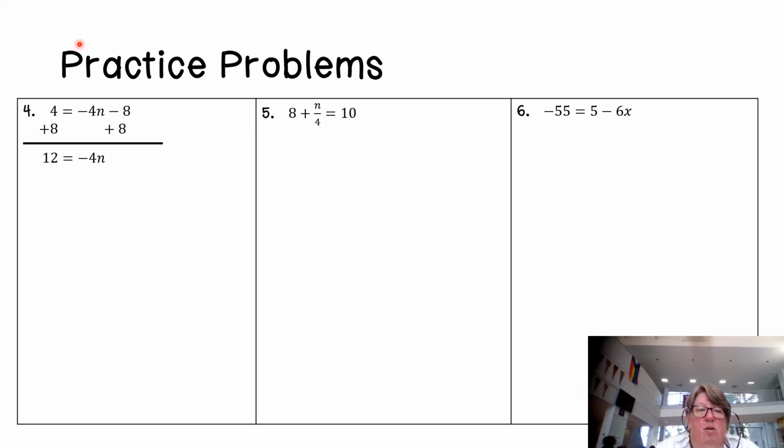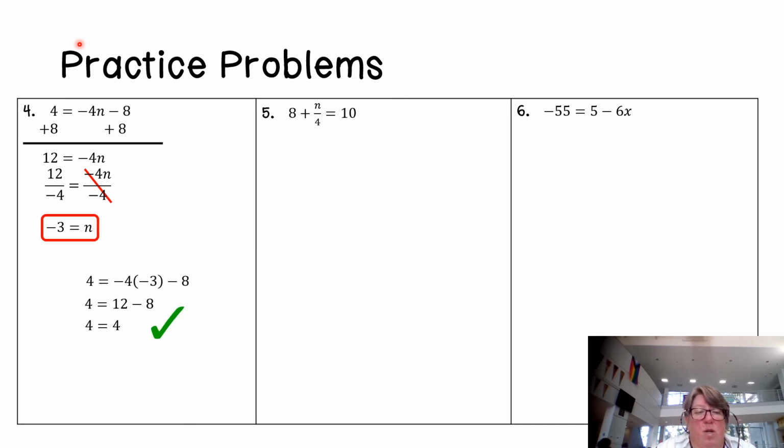So now step 2, eliminate the coefficient. So we're going to divide both sides by that coefficient, which is negative 4. We know that negative 4 divided by negative 4 is 1, so we end up with negative 3 is equal to n. So n is equal to negative 3. We plug that back into our equation. We simplify, and we get a true statement. So we know that n equals negative 3 is our solution.